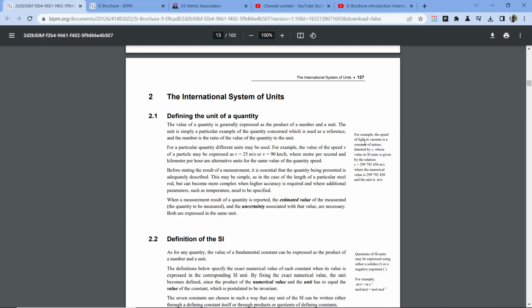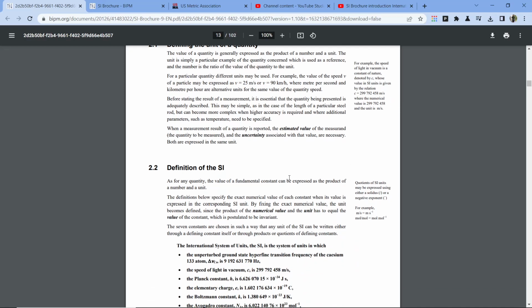For example, the speed of light in vacuum is the constant of nature denoted by c, whose value in SI units is given by the relation c equals 299,792,458 meters per second, where the numerical value is 299,792,458 and the unit is meters per second. Definition of the SI, section 2.2.